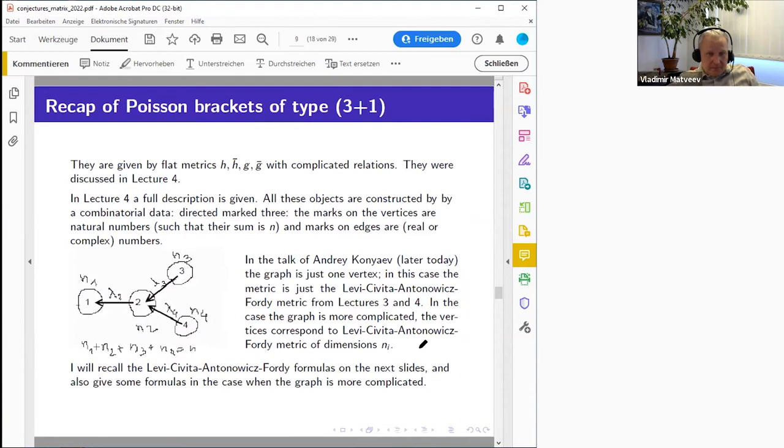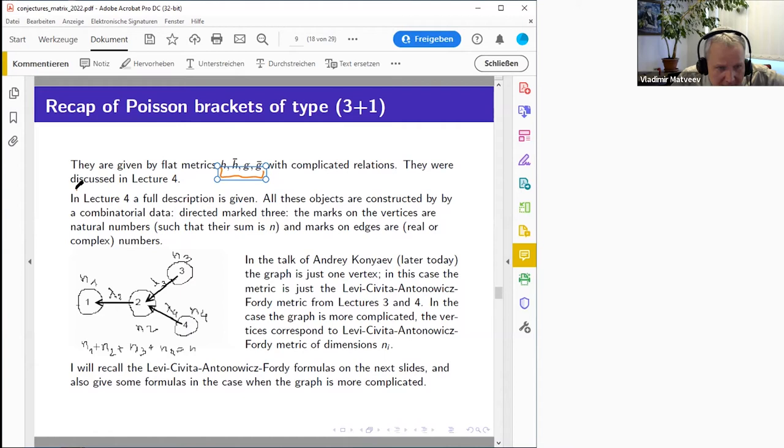So now let me repeat something about Poisson brackets of type 3+1, about the part of the diagram which stays here on my diagram list. I don't want to repeat the definition because the definition is half of the lecture. They are given by four flat metrics with complicated relations discussed in lecture 4. But what's more important is that in lecture 4, a full description is given.